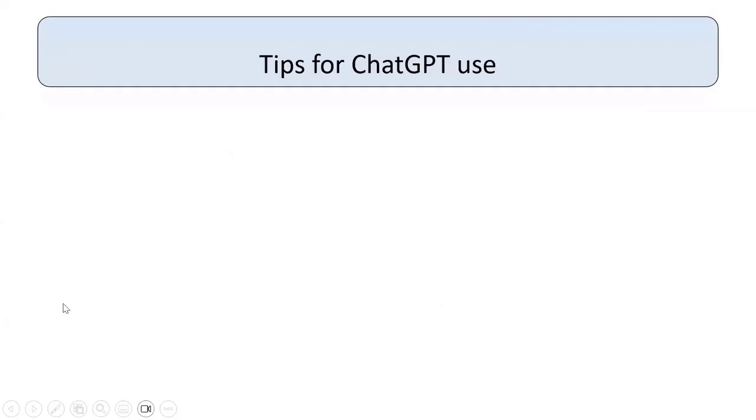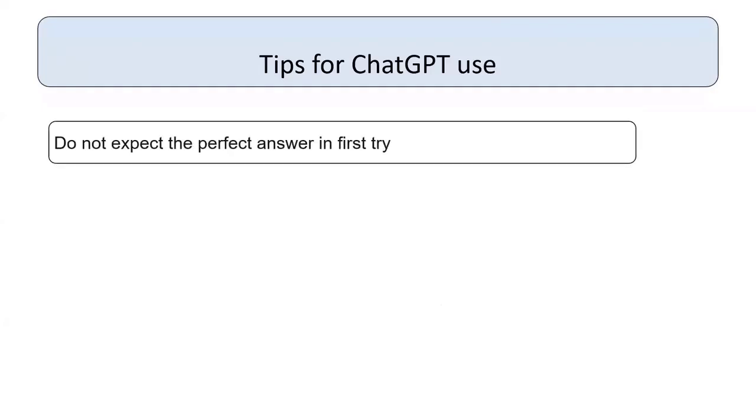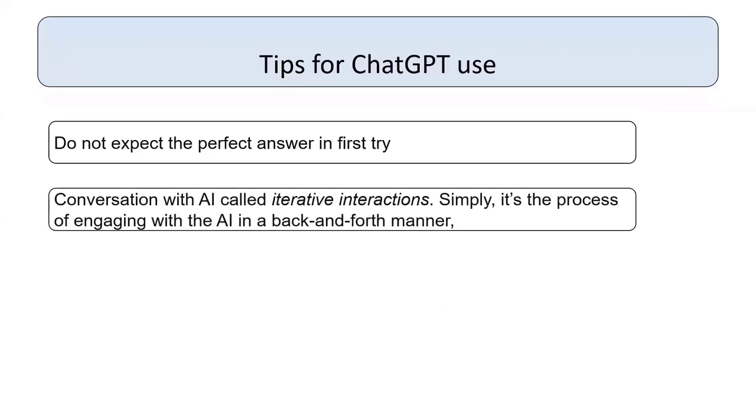So, what are the tips for ChatGPT use? First of all, don't expect the perfect answer on the first try. This is very, very important. You should iterate the conversation with the AI; it is called iterative interaction. You should interact with the AI in a back and forth manner. Don't take the first response as the best response.